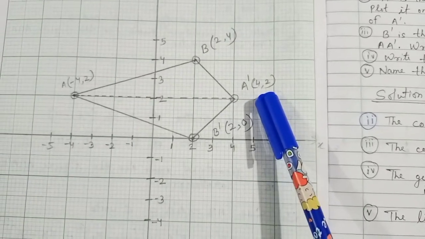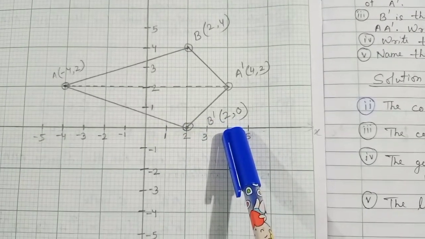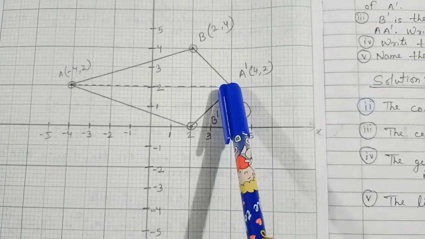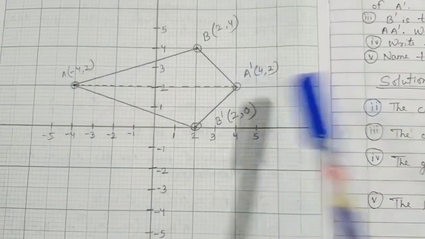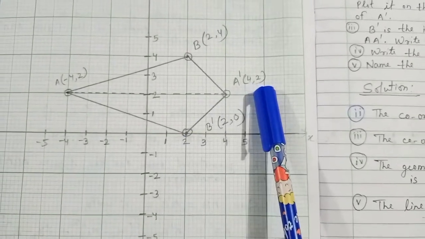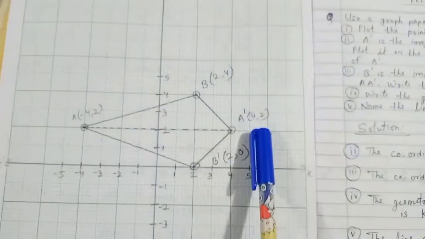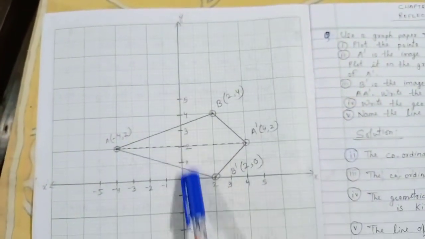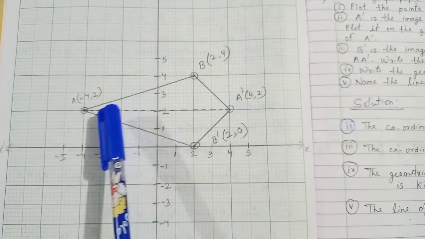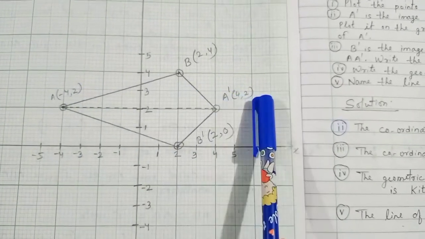So 4, 2, how is it plotted? 4 comes here and 2 is here. So this 2 will come here and 4 will go here. So A became A dash, and it became 4, 2. You can see A has been reflected in the y-axis. You see this is the y-axis and A has jumped the y-axis. That means A became A dash and -4, 2 became 4, 2.